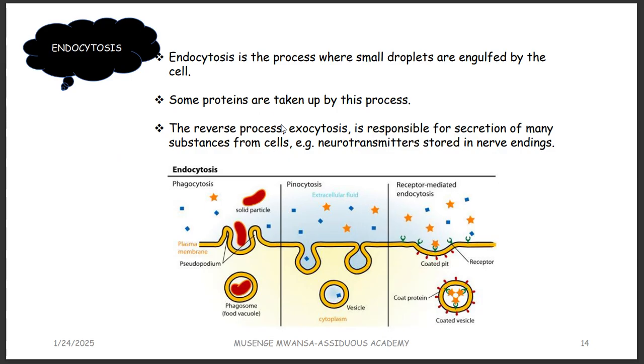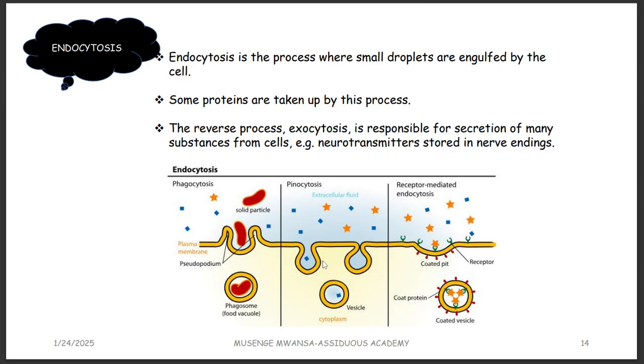The reverse process for endocytosis, of course, that is exocytosis, is responsible for the secretion of substances. You can see phagocytosis, a solid has been taken into a phagosome, and then the phagosome can actually combine with a lysosome to form the phagolysosome to be able to break down what you have absorbed. This is the mechanism by which these phagocytic cells work.